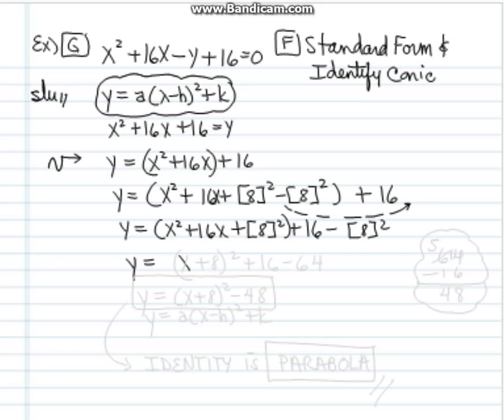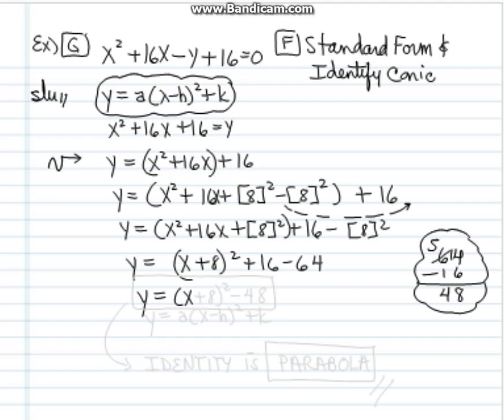So y is equal to (x plus 8) squared plus 16 minus 8 times 8, which is 64. Let's do 64 minus 16. Side work: make that 5, 14, 8. 5 minus 1 is 4. So y equals (x plus 8) squared minus 48.